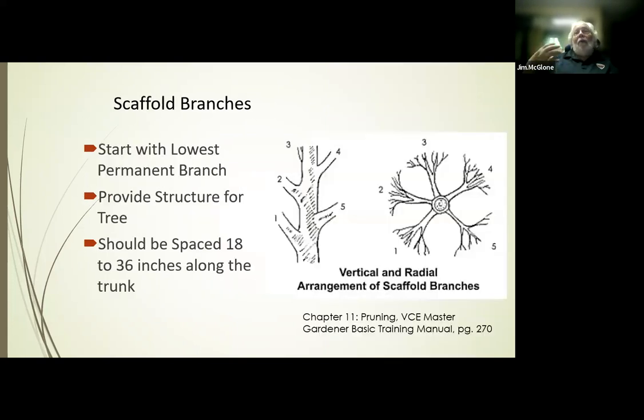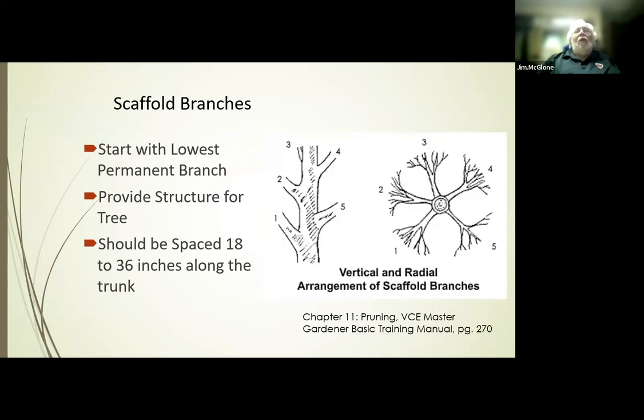The other thing, we mentioned the scaffold branches. So these are those branches that are attached to the trunk of the tree and hold up the crown of the tree. This usually starts with the lowest permanent branch, and you want them to be spaced both vertically and radially so they're not competing with each other. So along the trunk, we're looking at 18 to 36 inches between branch 1 and branch 2 that are over each other. And then they can also be radially spaced. They should also be radially spaced around the tree.